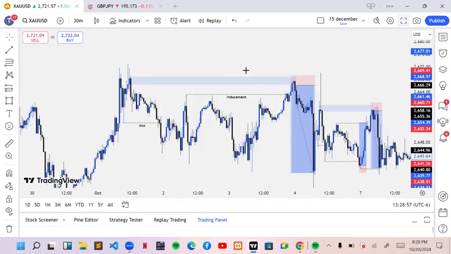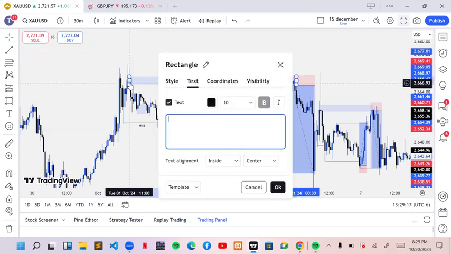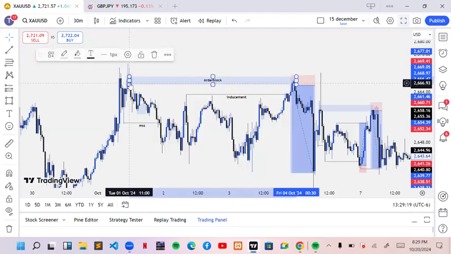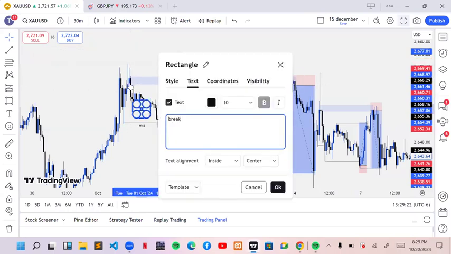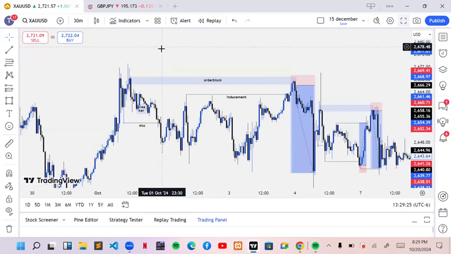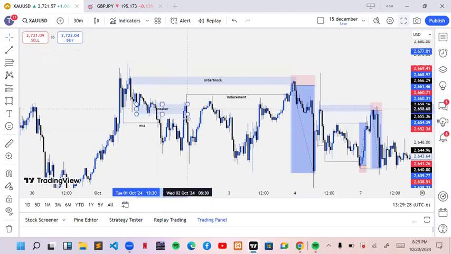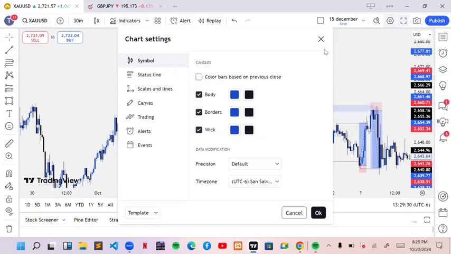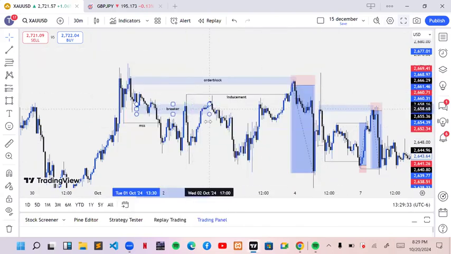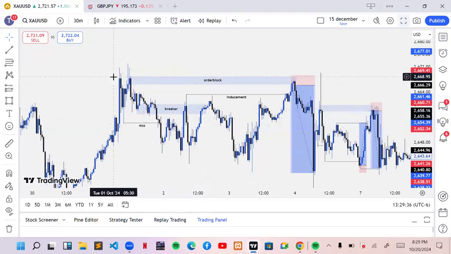Now pay attention to this chart. There's actually a breaker block right here. A breaker block is a failed order block. So this is another block that was supposed to hold the market for buys, but actually the market came here and broke past it. So this is a breaker block, and then our point of interest is our order block right here. So this is the order block, and then this is the breaker block. So this is our breaker block here, and this is our order block.